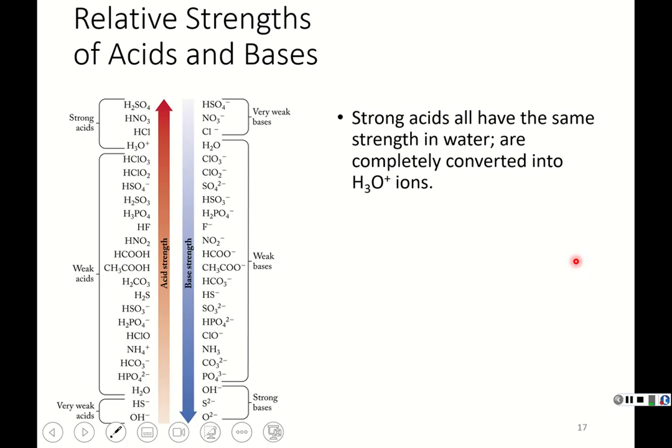We can compare relative strengths of acids and bases. So if we write the formulas of acids here, organized by acid strength from lower at the bottom to higher strength at the top, the conjugate bases of the acids are then shown on this side. So the stronger the acid is, the weaker its conjugate base is, and vice versa. When you have a very weak acid, that conjugate base is going to be very strong.